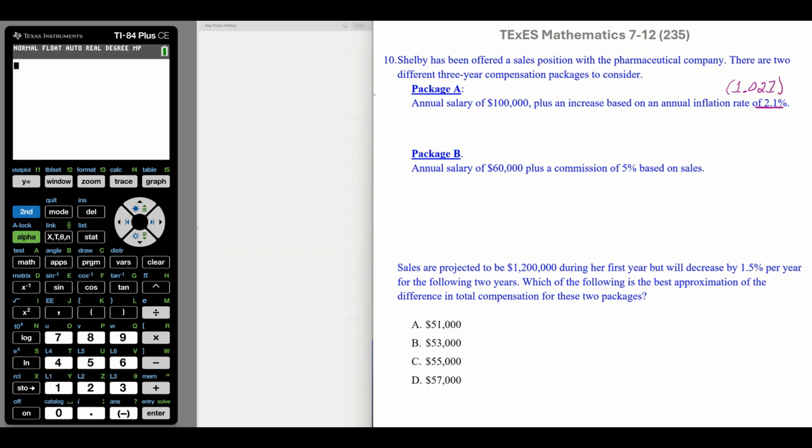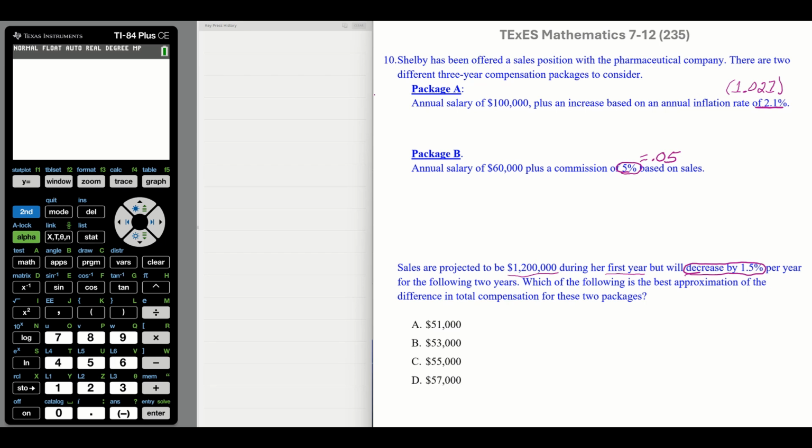Now, package B, that's going to be an annual salary of 60,000, but plus a commission with the 5%, and that is going to be 0.05. Okay. Now, let's talk about the commission. Sales are projected to be 1,200,000 during the first year, but will decrease. Okay, that's decreases by 1.5 per year for the following 2 years.